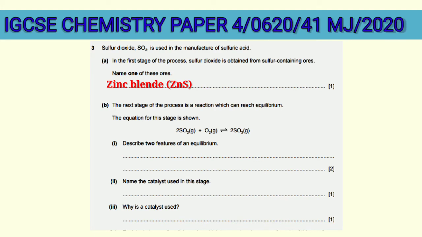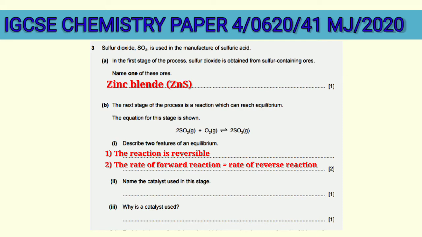Question 3b. The next stage of the process is a reaction which can reach equilibrium. The equation for this stage is shown. Two molecules of sulfur dioxide gas react with oxygen gas to form two molecules of sulfur trioxide gas. Describe two features of an equilibrium. And the two features are, first, the reaction is reversible. Second, the rate of forward reaction is equal to the rate of reverse reaction.